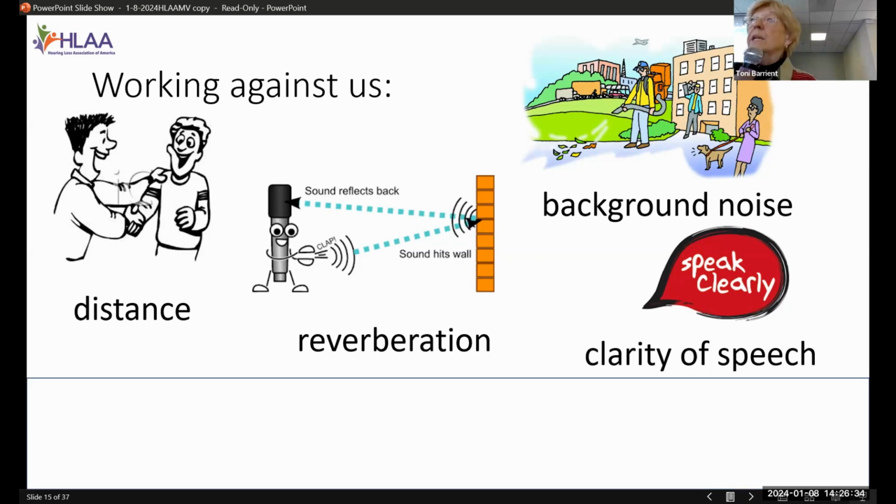Reverberation. I'll tell you, a lot of the meeting rooms in Laguna Woods have a tremendous amount of reverberation. So the sound goes out and it bounces off the walls and comes back. And that really doesn't help us to hear at all. Background noise, so leaf blowers, dogs barking, boom boxes, no good. Speech clarity is a real problem. There's a lot of people who don't speak clearly. So we need speech clarity.